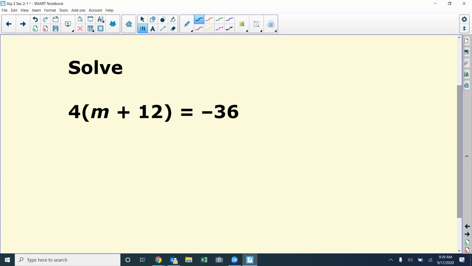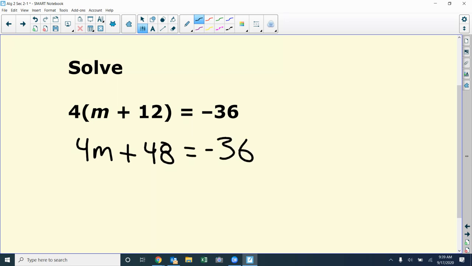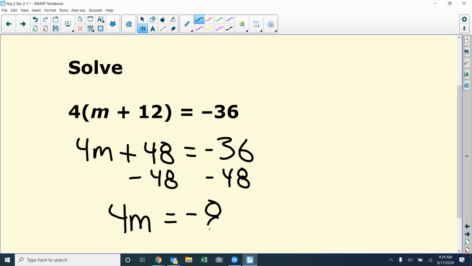So we'll distribute, get 4M plus 48, negative 36. Now we're ready to do whatever you do to one side, do to the other. Minus 48. Minus 48, so now we're down to 4M equals negative, I think that's 84, if my math is correct. Is that right? Yes.